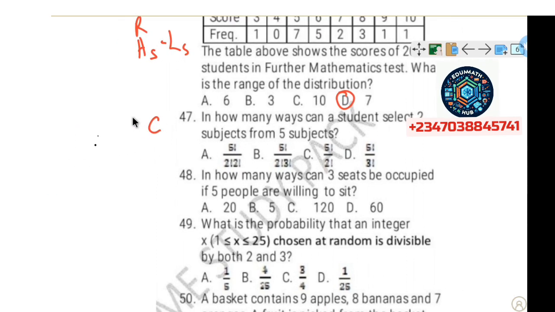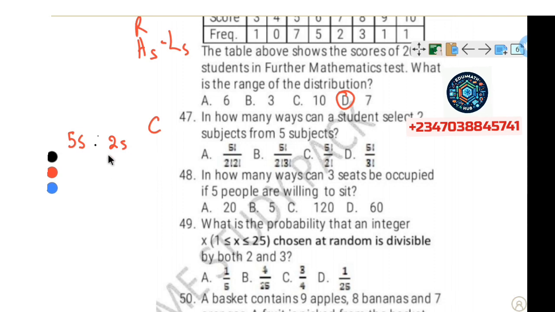So you have 5 subjects, and the student wants to pick 2 subjects. So it's a case of combination. That will be 5C2. The number of selections or groups I can have when you have 5 things and I want to select just 2 is 5C2. So if you work that out, that will be 5C2.